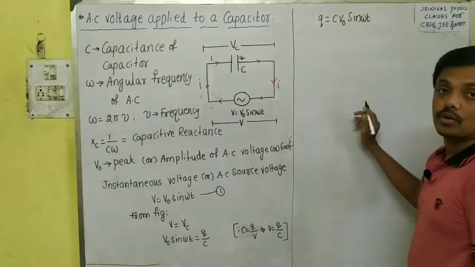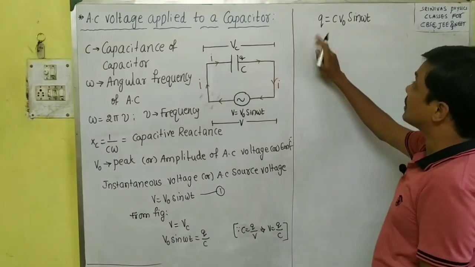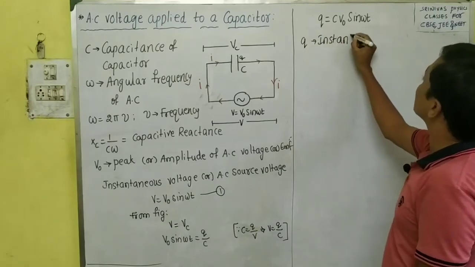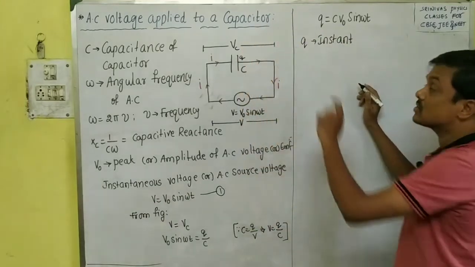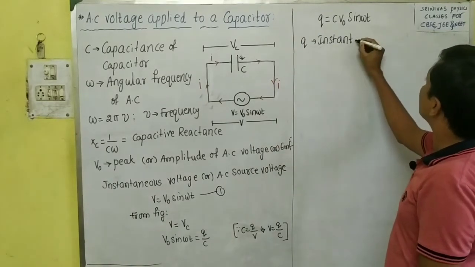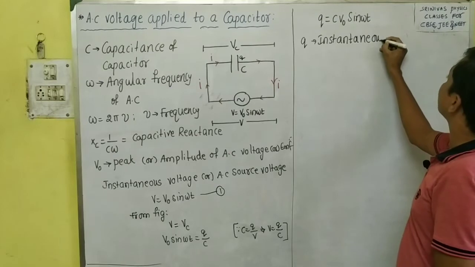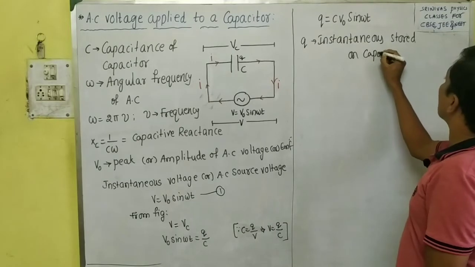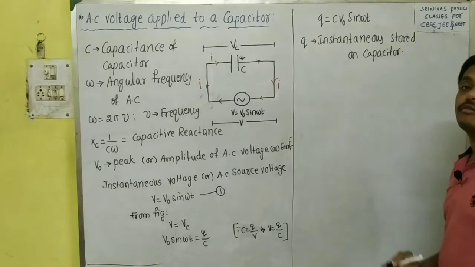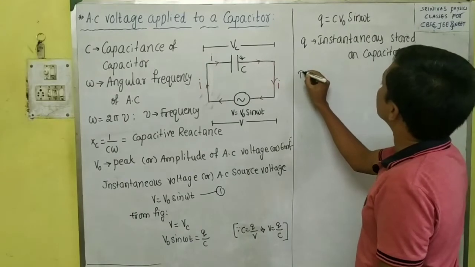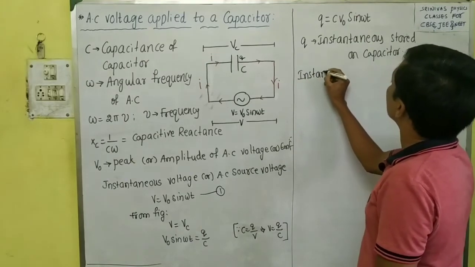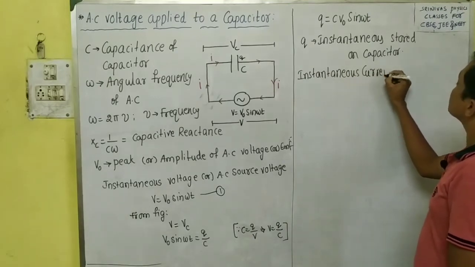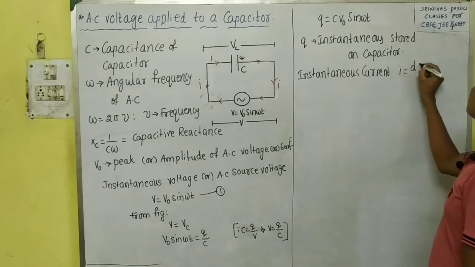Now we want to find the current. This is the instantaneous charge stored on the capacitor. That means the charge stored on the capacitor also changes with time, right? But I want the current. When you know the charge, how do you find the current? The instantaneous current is the rate of flow of charge. We write I equal to dq by dt.